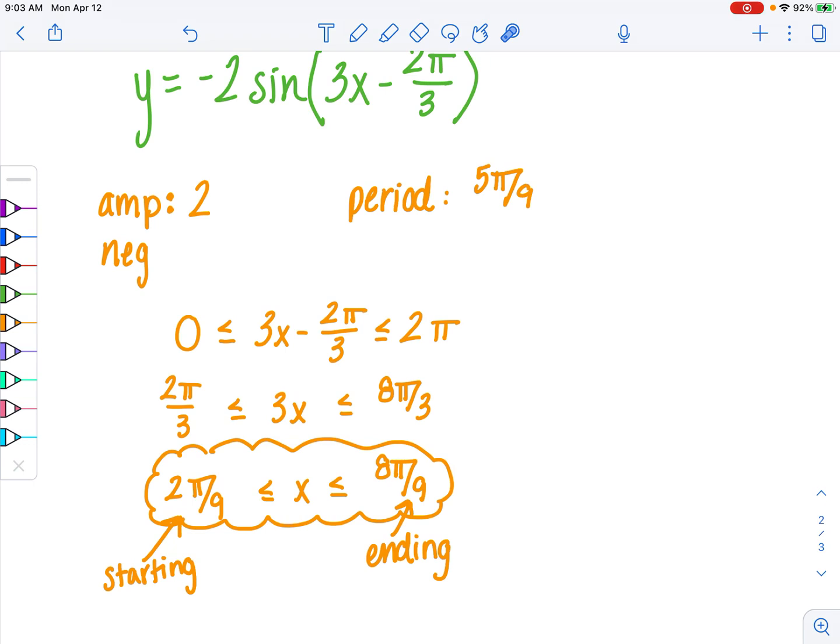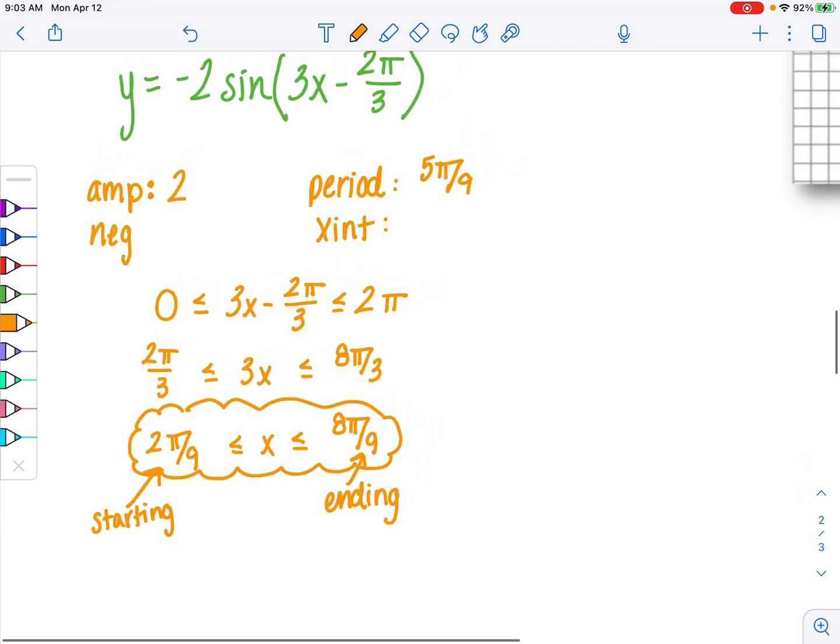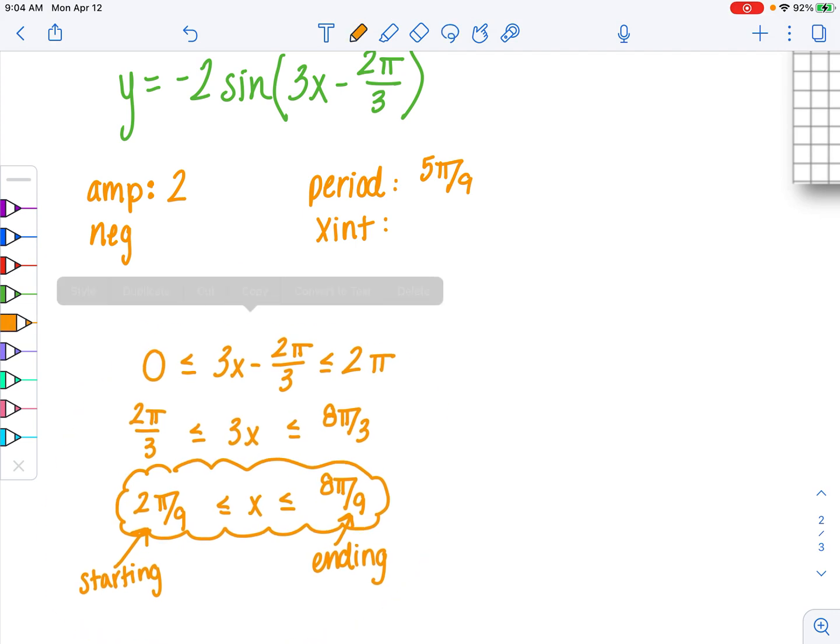Let's see, I have amplitude, I have period, I need some x-intercepts. I think those are going to be easier to find once I graph. So I'll just write here that I will find them. And then I also need to find when it's increasing. So I'll actually move this down. All about organization. And we'll figure out when it's increasing.